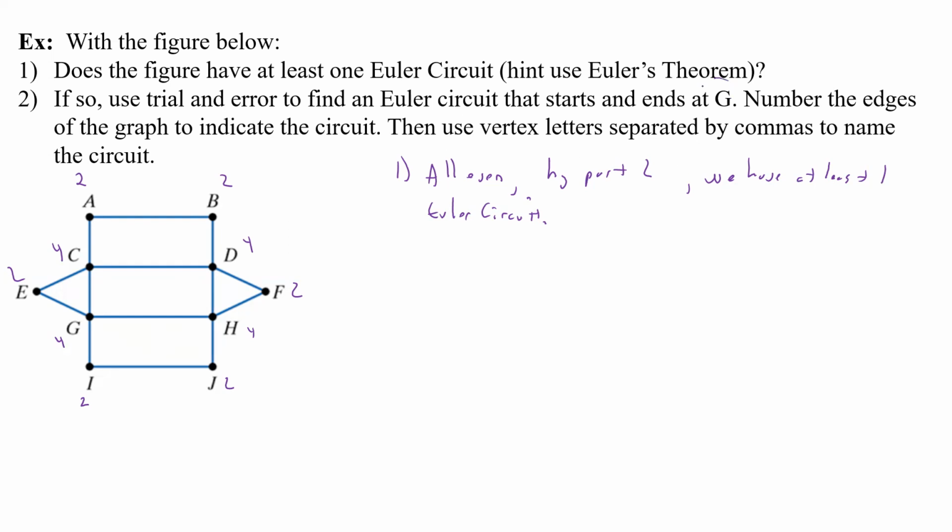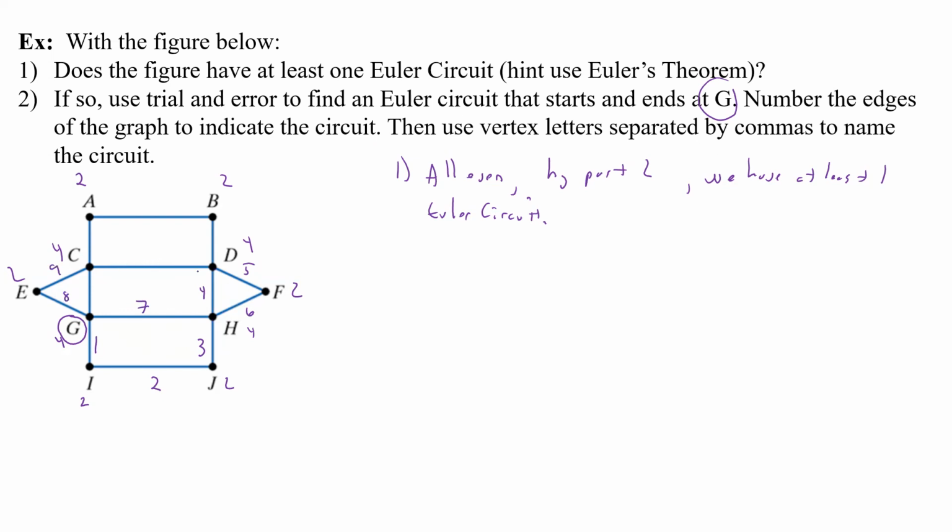Now, what's it say? We want to start and end at G. So we're going to start over here and we're going to end over here. And again, that really doesn't matter which way we go. So let's just kind of work our way down. So maybe let's go 1, and then we'll go 2, then 3. Now let's go around this, then we'll go 4, 5, 6, and we'll come across, we'll go 7, and then let's go 8, 9, and then let's go here.